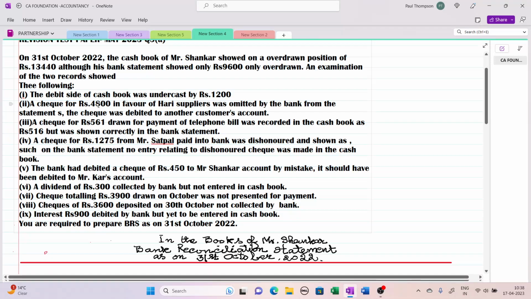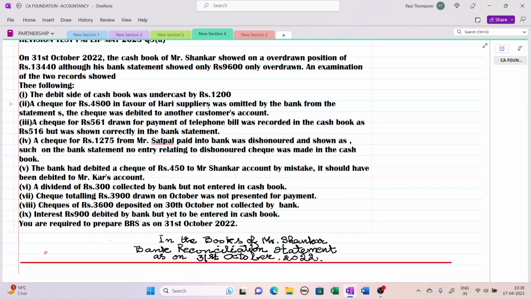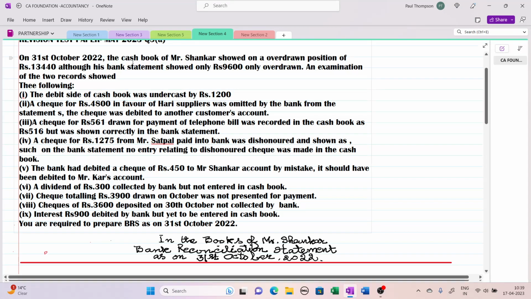A check for rupees 4,800 in favor of Hari suppliers. You should understand, I have given a check. I am the business, I am Mr. Shankar. You should take it like that only. I am doing the business. What I did, I gave a check in favor of Hari suppliers. It was omitted by the bank from the statement. The check was debited to another customer's account.